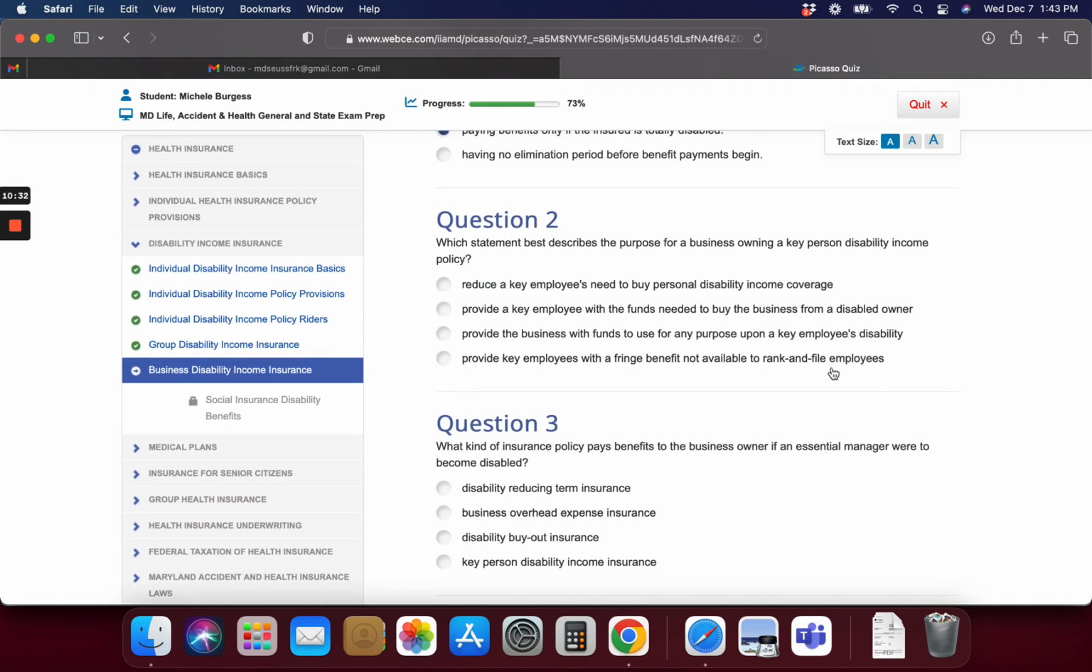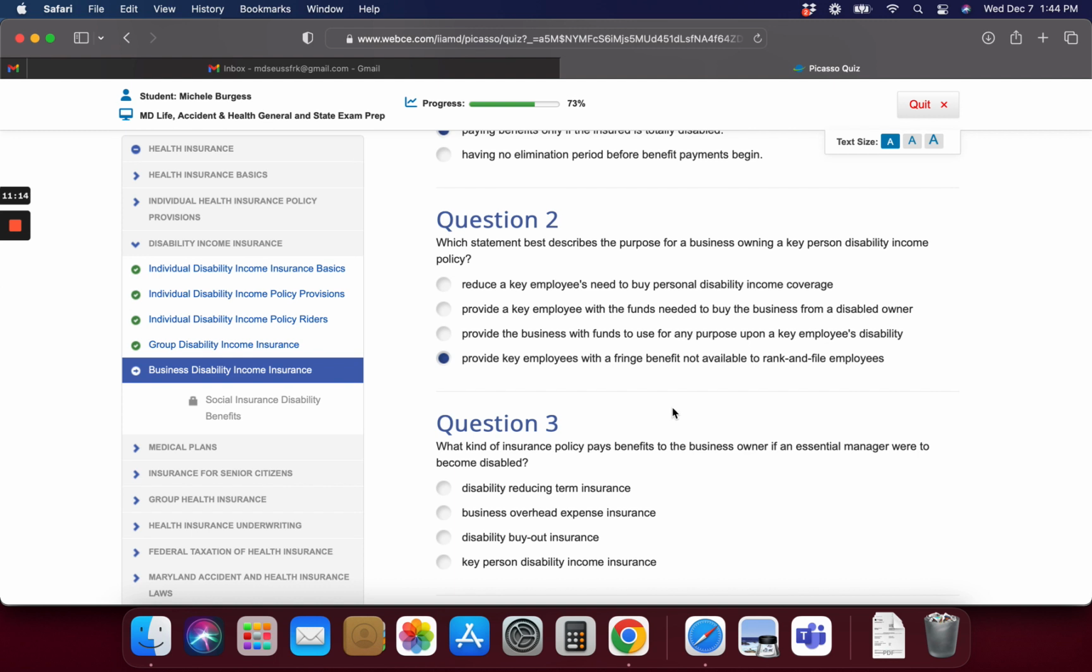Okay, which statement best describes the purpose for a business owning a key person disability income policy? Reduce the key employees' need to buy, provide key employees with fringe benefits, provide the business with funds to use for any purpose, provide a key employee with the funds needed to buy the business. No, that's not it. I want to say the last one.